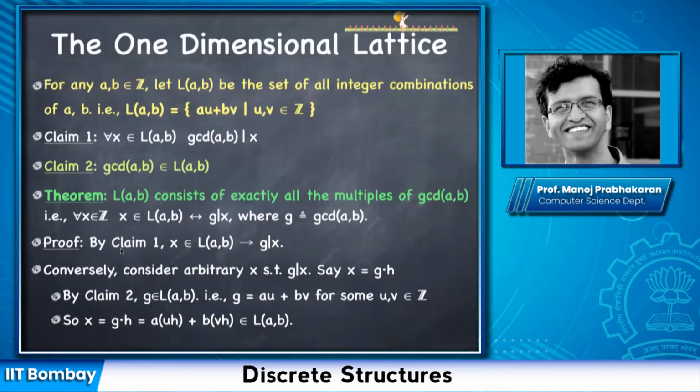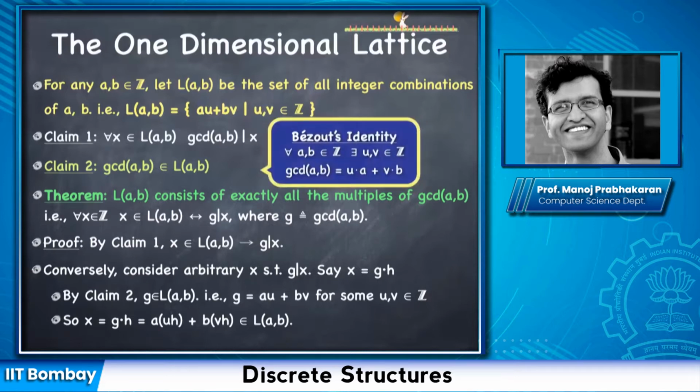So that's the end of the proof of this theorem. But more important than the fact that LAB is exactly the multiples of GCD of A and B, what you might find yourself using often is this sub-claim here that the GCD can be written as an integer linear combination of A and B. Again, this has a name, as I mentioned earlier, Bezout's identity. So this is something we will want to keep in mind. All right, so that's it for now.